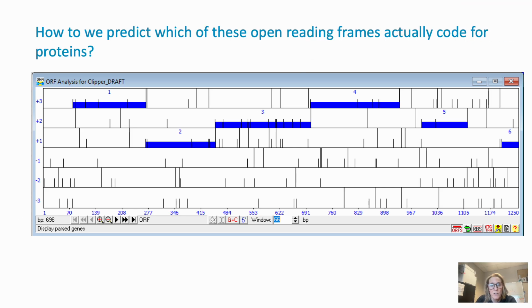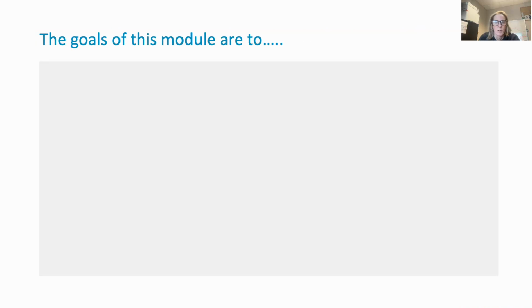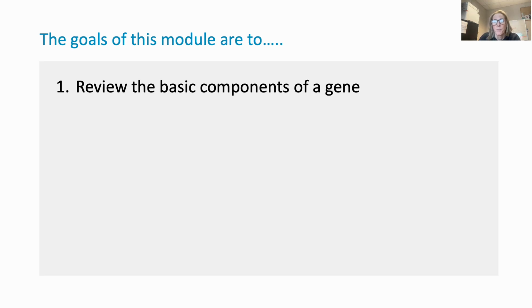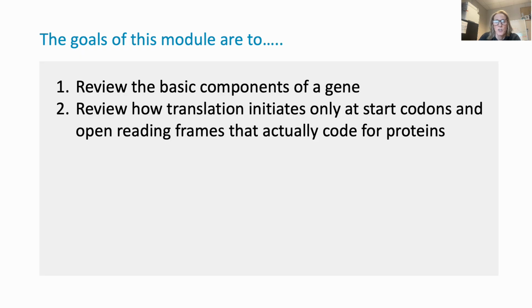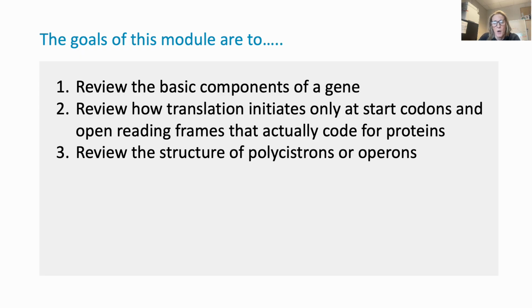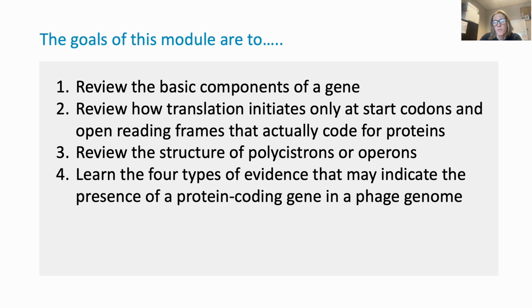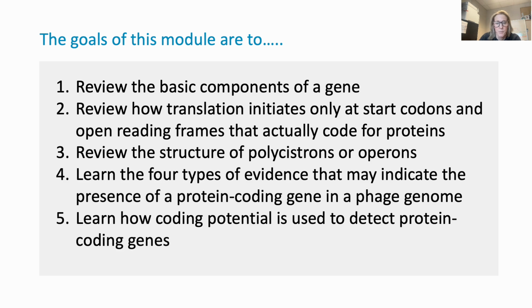So how do we predict which of these open reading frames actually code for proteins? The goals of this module are to review the basic components of a gene, to review how translation initiates only at start codons and open reading frames that actually code for proteins, to review the structure of polycistrons or operons, to learn the 4 types of evidence that may indicate the presence of a protein coding gene in a phage genome, and to learn how coding potential is used to detect protein coding genes.